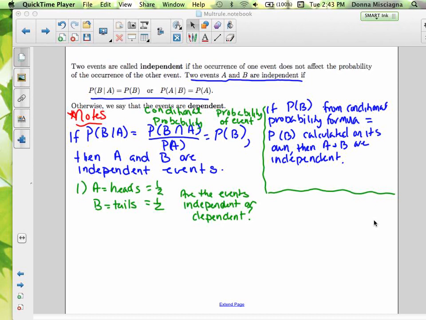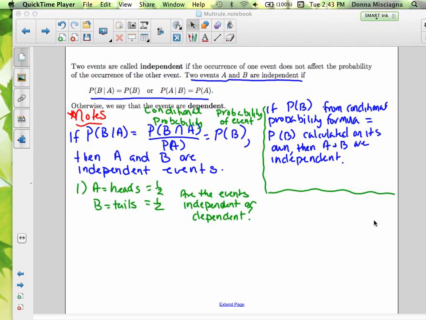I'd like you to put in your notes, I put the second example in your notes and I didn't put the first example. So you don't have to put in the green box there, but the rest if you could. So if the probability of B given A is equal to the probability of B and A divided by the probability of A, which is the conditional probability formula, if that's equal to the probability of B, then A and B are independent events.